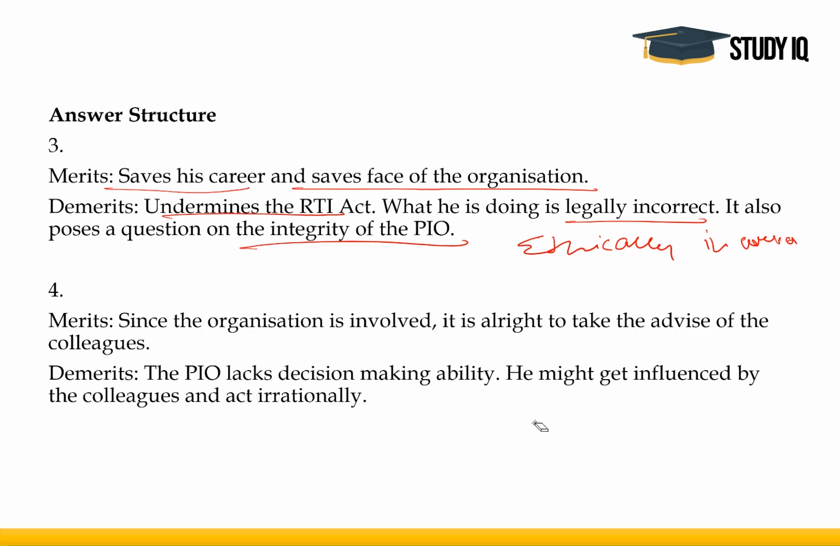But again, it has a number of demerits. This will show that the PIO lacks decision-making ability. He does not have the courage of conviction to take decisions. He also might get influenced by the colleagues and act irrationally. It is possible that the colleagues might have some vested interest in this decision, and if he gets influenced by that advice, he might act irrationally, which might not work out very well for the PIO in the longer term.